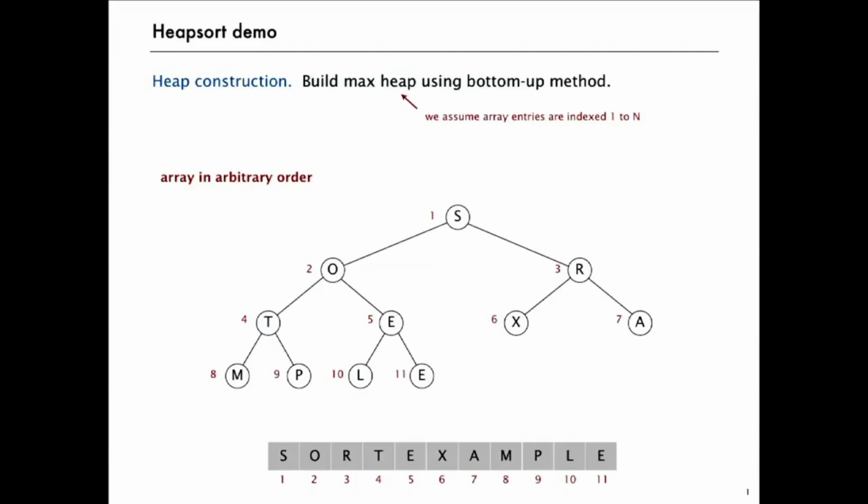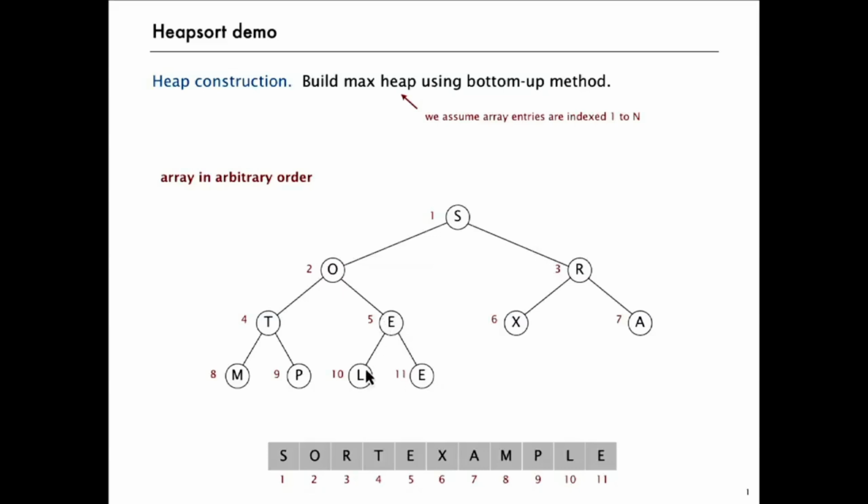The idea is we're going to use a bottom-up method. So all that means is we start with an array in arbitrary order, and then we're going to work from the bottom up to make sure that it's heap ordered. Well, all the nodes with no children are heap ordered. They're only of size 1. The first one we have to worry about is this one here. The root we haven't examined yet.